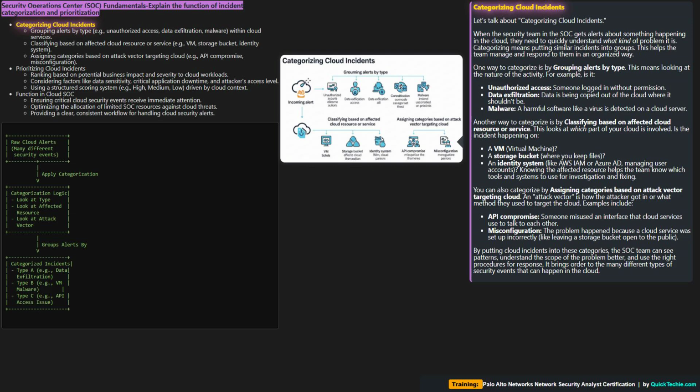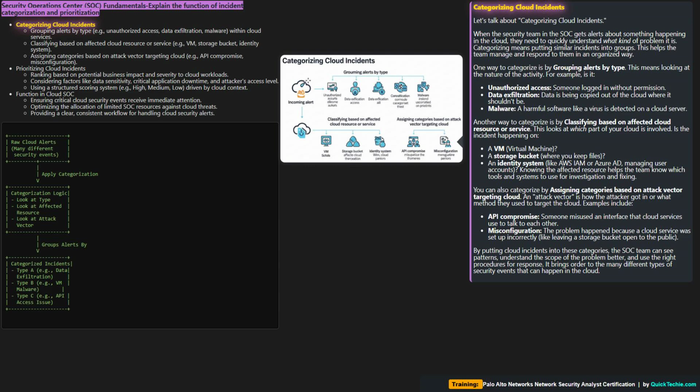One way to categorize is by grouping alerts by type. This means looking at the nature of the activity. For example, is it unauthorized access, someone logged in without permission? Data exfiltration, data is being copied out of the cloud where it shouldn't be. Malware, a harmful software like a virus is detected on our cloud server.